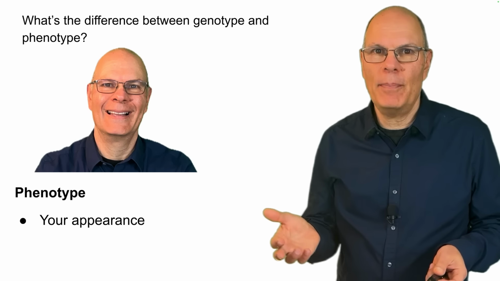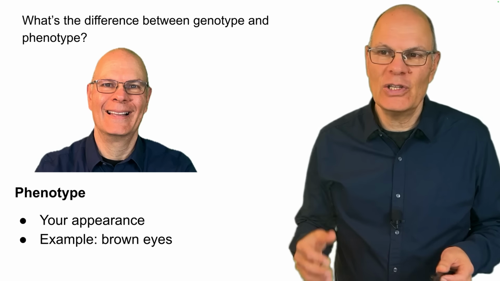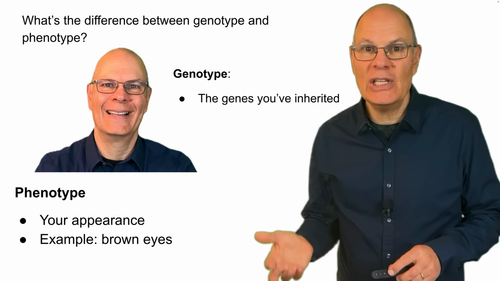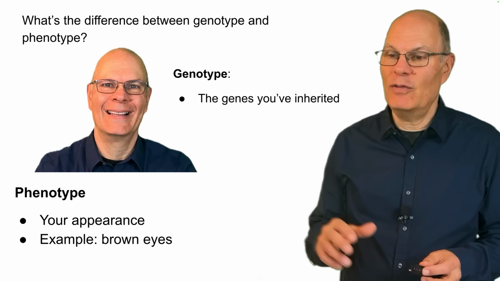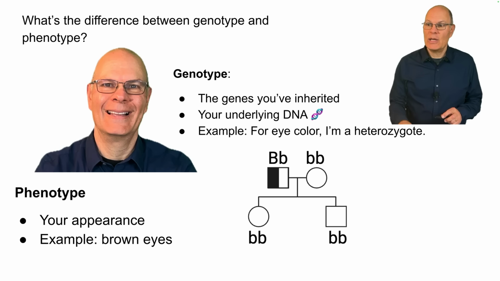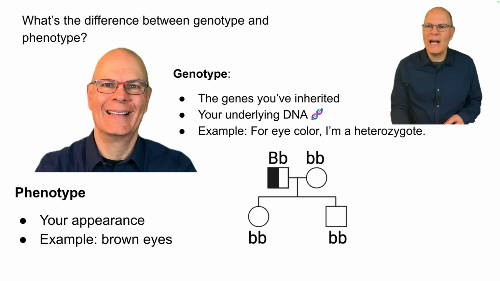Phenotype is your appearance. It's the observable characteristics in an organism. An example is brown eyes. Genotype is the genes that you've inherited, the type of genes that you have. It's your underlying DNA. In my case, my eye color is brown. That's a dominant phenotype, though eye color is actually complex. There are many alleles involved in determining eye color. Actually, I think it's about 3, but I'm a heterozygote. So my genotype would be like capital B, little b.